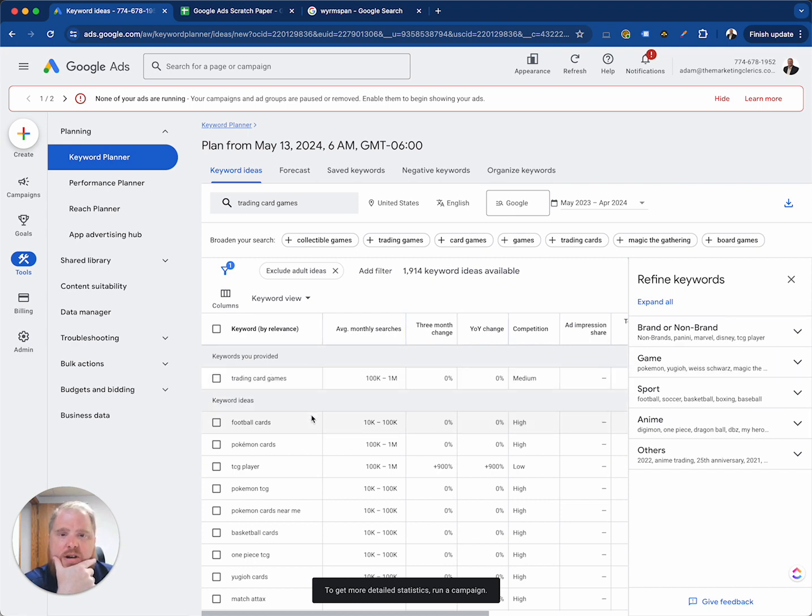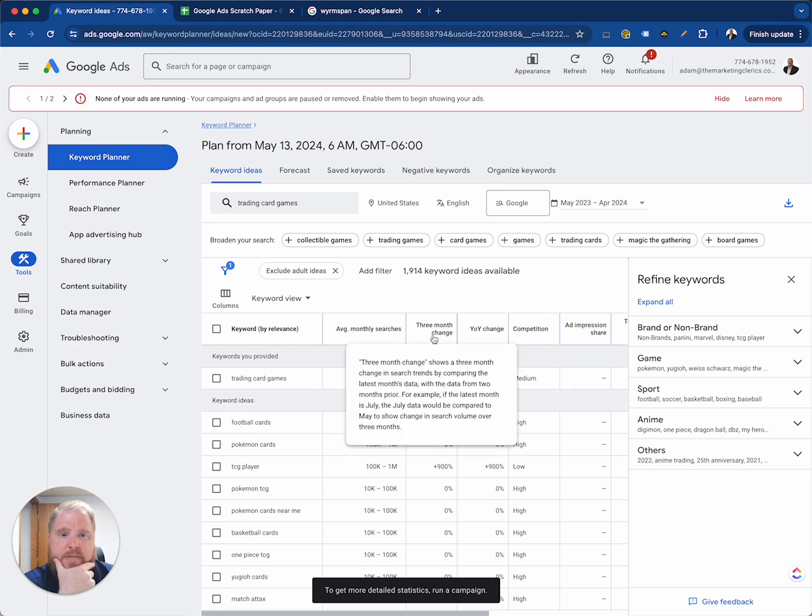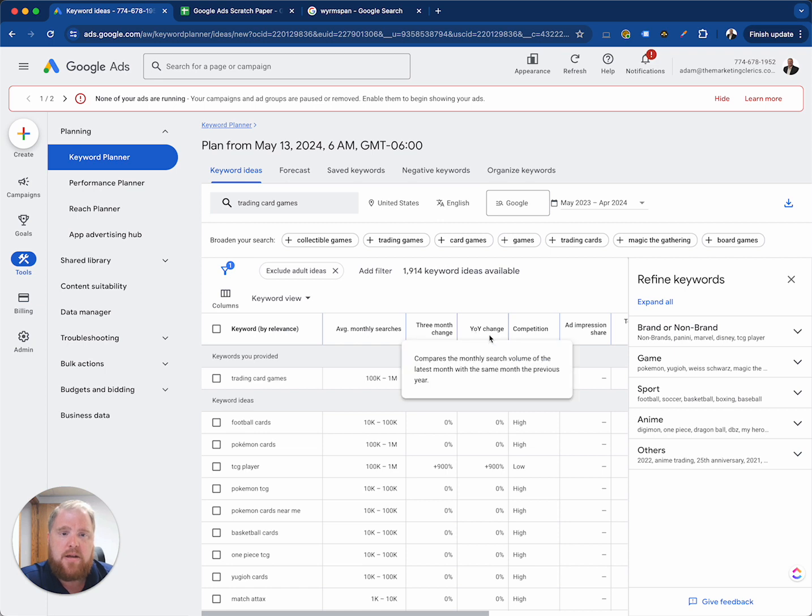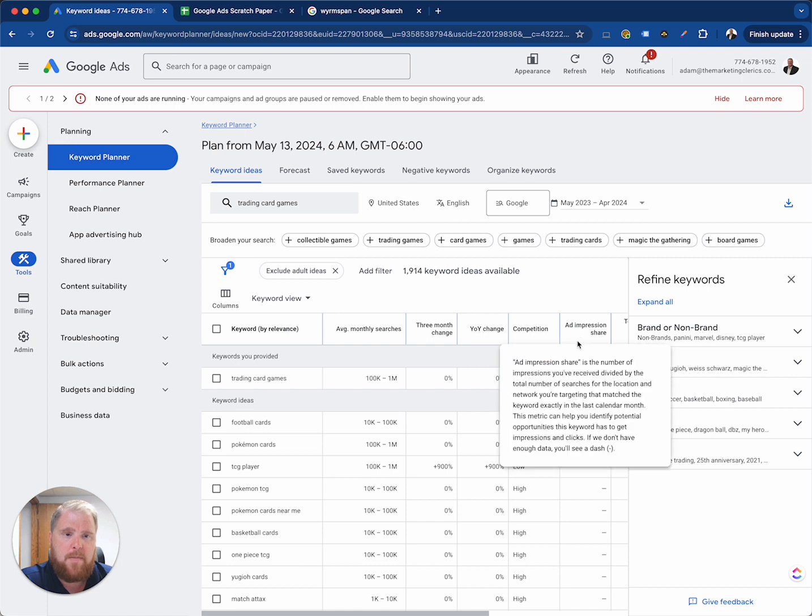What you'll see here is the keywords on the left. You'll see the average monthly searches in the column here, and then you'll see a 3-month change. So this is the change in the trend compared to the previous month's data. And then there's a year-over-year change. You'll see a competition column. So this is how many other people are competing for that same keyword.